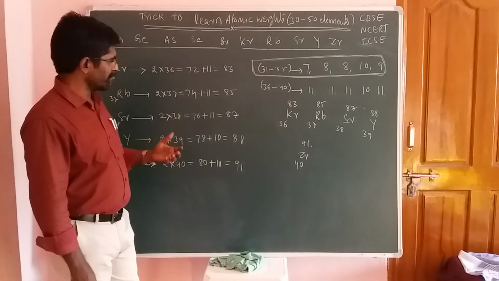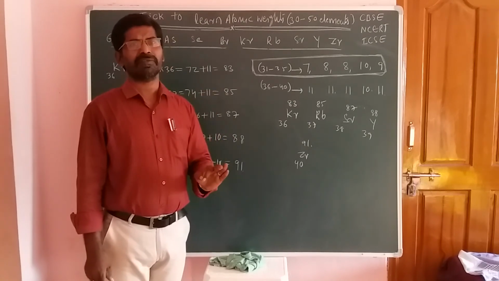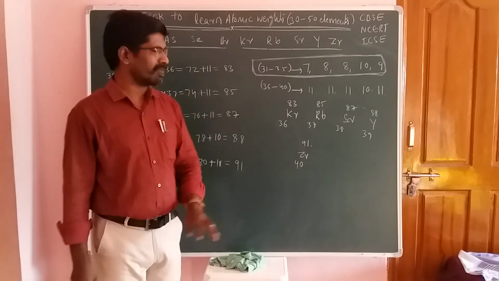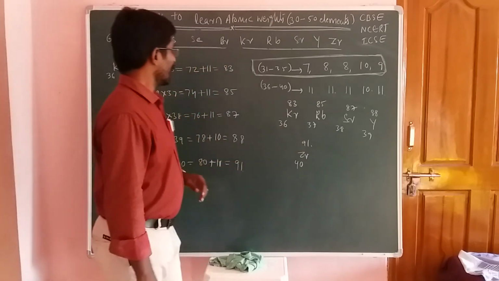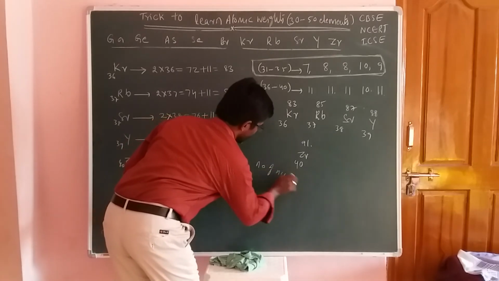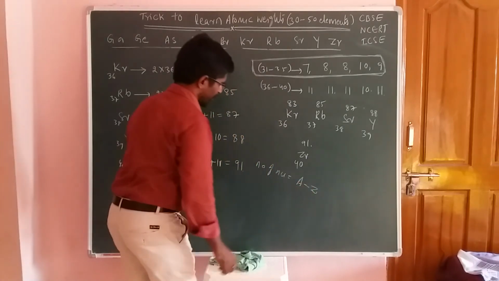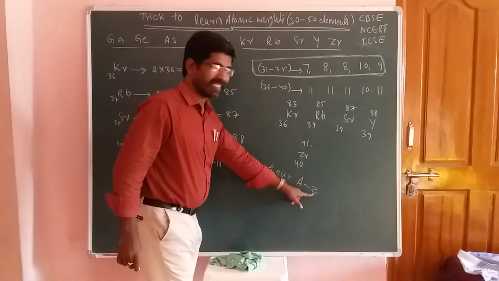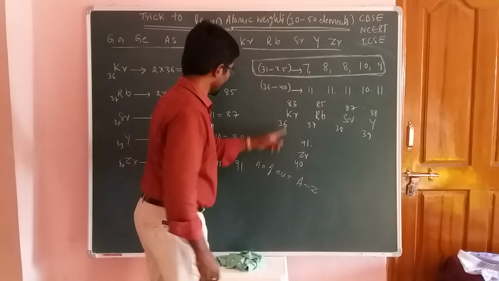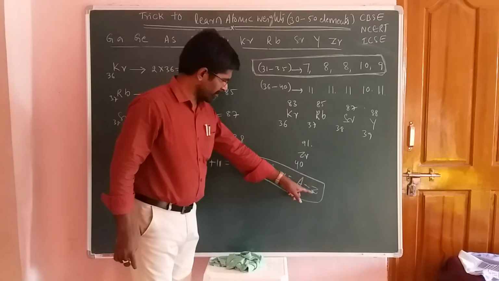Here also you should find the number of neutrons in each and every element from krypton to zirconium. How should you find the number of neutrons here? Number of neutrons is equal to the mass number minus the atomic number. A indicates the mass number, Z indicates the atomic number. So number of neutrons equals mass number minus atomic number.